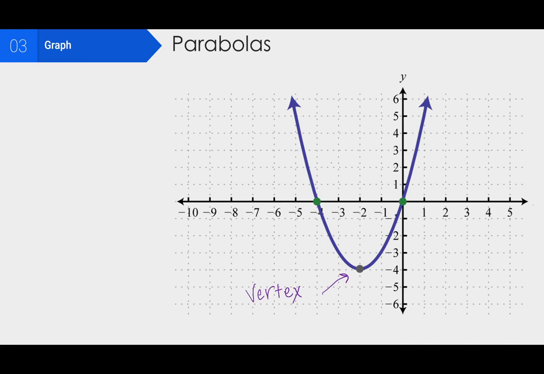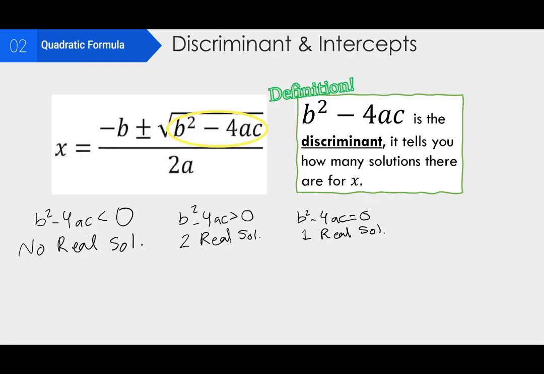And just like any other graph, or like the linear functions that we've graphed before, they have intercepts where they touch an axis. Right? So just a reminder, if you're trying to find the y-intercept, you plug in 0 for x. We'll talk about that more in a minute. And if you're trying to find the x-intercepts, you're going to plug in 0 for y, just like you would do with other graphs. Okay? So let's talk about first intercepts.